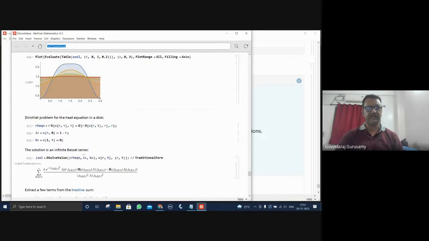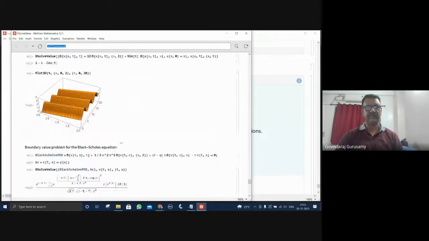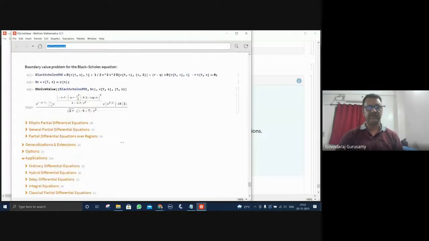The only thing is, you have to have a physical situation. There is a demand for you to understand additional terms and how those additional terms are going to influence, and whether there is any extra physics or physical information available. If that is available, then it's going to be a great contribution in understanding the physical problems.